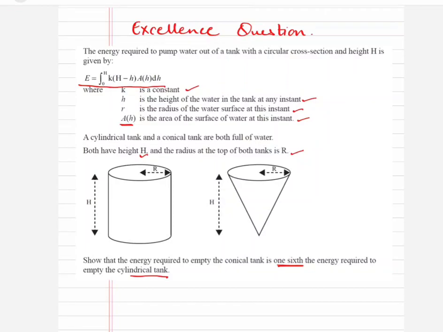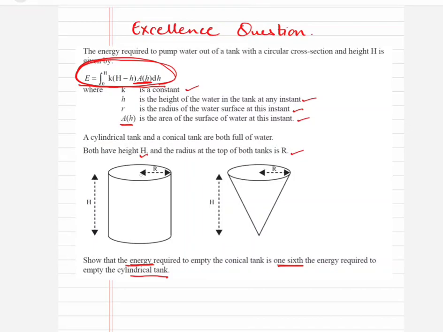All right, they are not talking about volume, they are talking about the energy required. And the integration equation that they have given us has integral from 0 to H of k, which is constant, times the difference of the heights, times the area, dh. So first what we need to do is find the surface area at any point. When the water is pumped out, the water is going to go down. Let's see if the surface area changes.